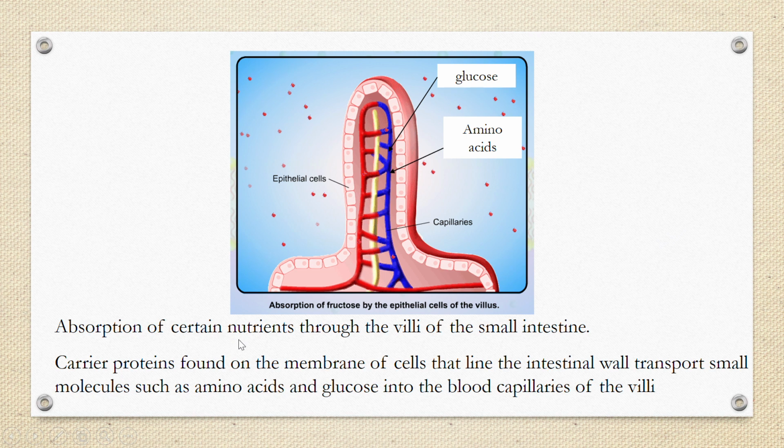Absorption of certain nutrients through the villi of the small intestine. Carrier proteins found in the membrane of the cells that line the intestinal wall transport small molecules, amino acids, glucose, into the blood capillaries of the villus. Okay, so it is through facilitated transport.